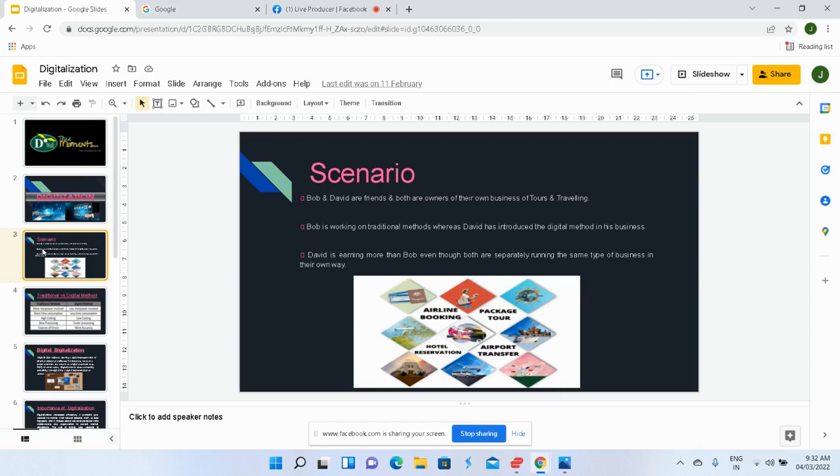Whereas in David's business, the people are very happy because they are getting a quick resolution for their services. So this is where the difference comes between a traditional and a digitalization method. And that is the reason why David is earning more and more every day and making his business grow. So now we'll discuss what is the actual difference between these two methods.